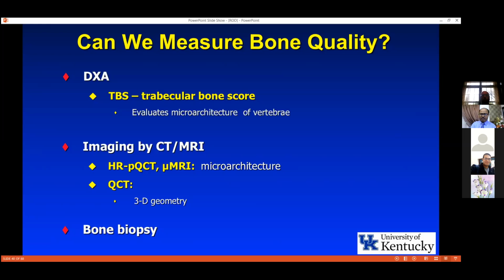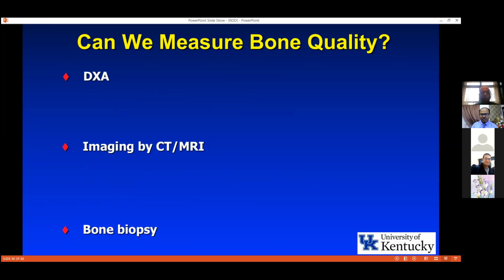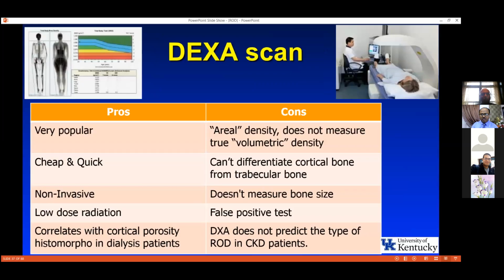It was because there were three big prospective studies that showed that despite all these limitations, it still can predict fracture risk in CKD patients. It doesn't mean that it's 100% accurate. It has its own limitation. But as we discussed here, there is a lot of advantage. It's very popular not only in CKD patients, but also in all patients to assess.